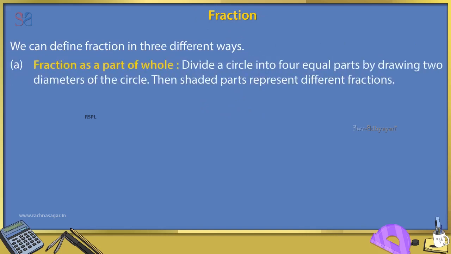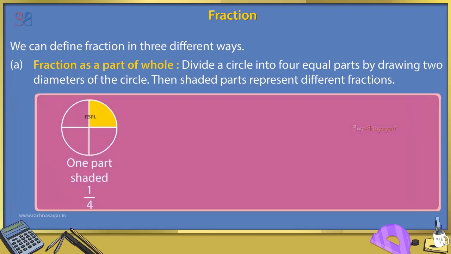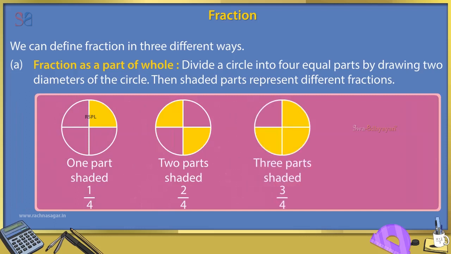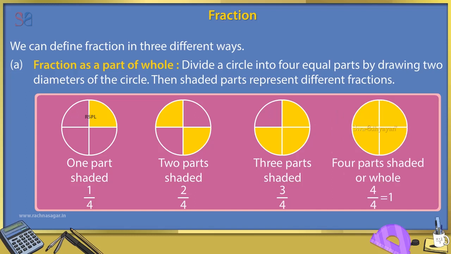A. Fraction as a part of whole. Divide a circle into 4 equal parts by drawing 2 diameters of the circle. Then shaded parts represent different fractions. 1 part shaded: 1 by 4. 2 parts shaded: 2 by 4. 3 parts shaded: 3 by 4. 4 parts shaded, or whole: 4 by 4 is equal to 1.